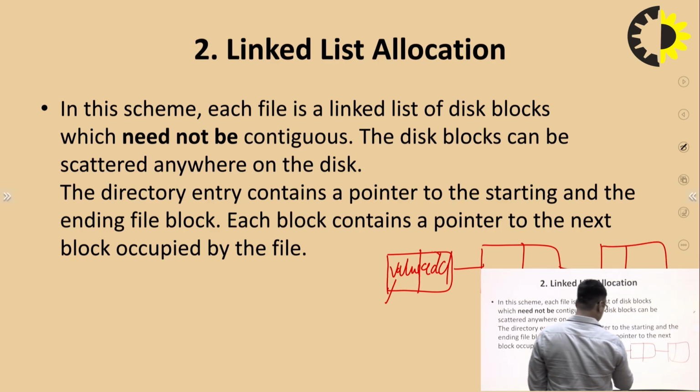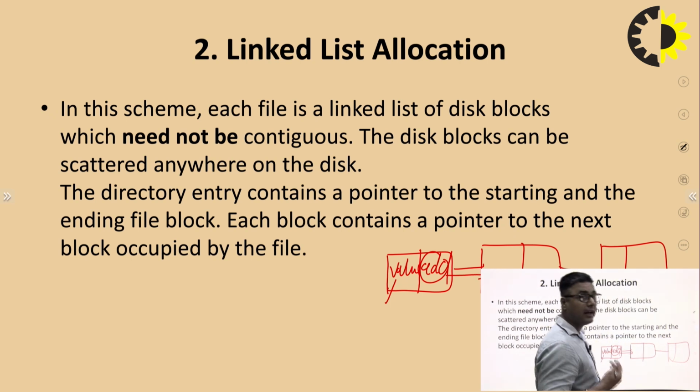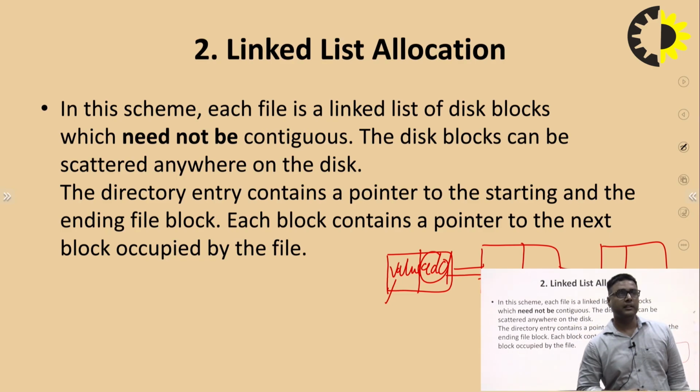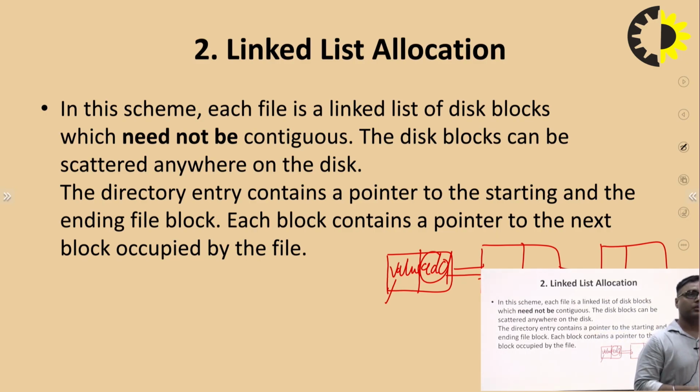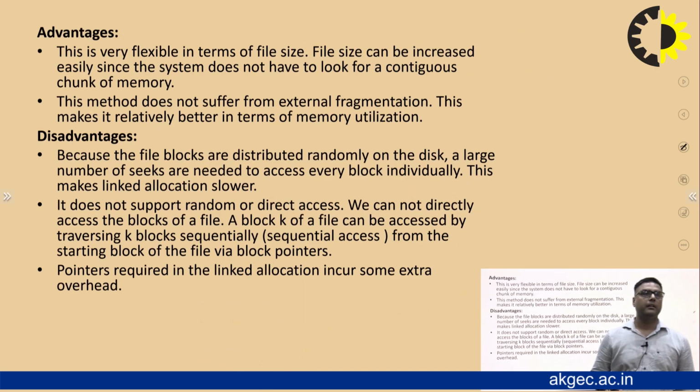Basically, it stores the address of another data. So in this scheme, each file is linked list of disk blocks, which need not be contiguous. The disk blocks can be scattered anywhere on the disk. The directory entry contains a pointer to the starting and the ending file block. Each block contains a pointer to the next block occupied by the file in this manner.